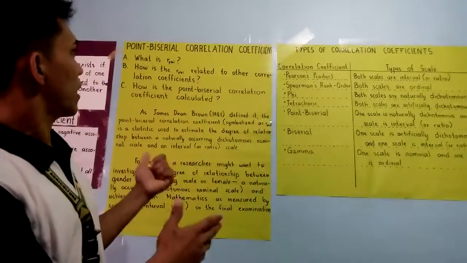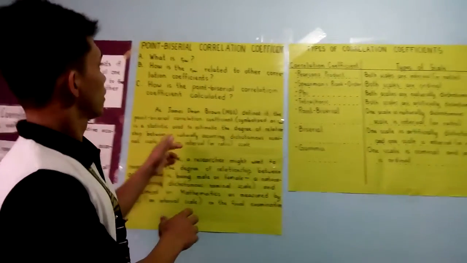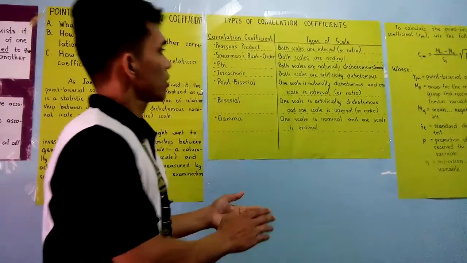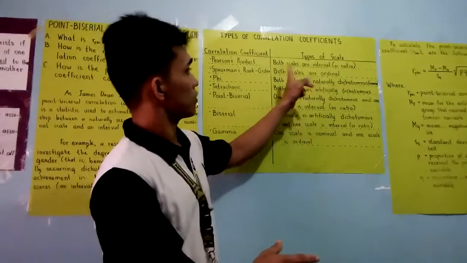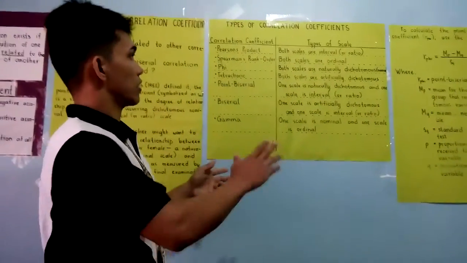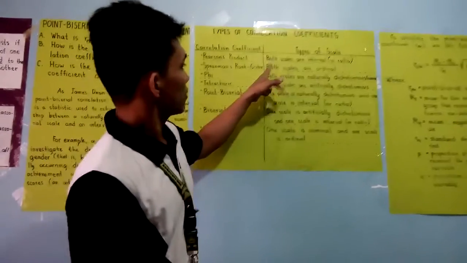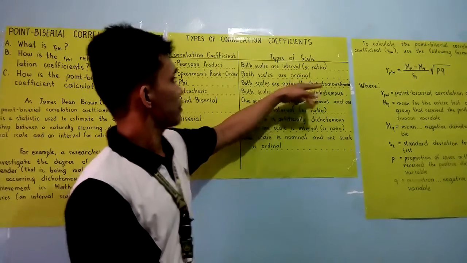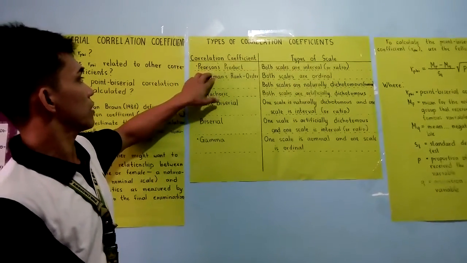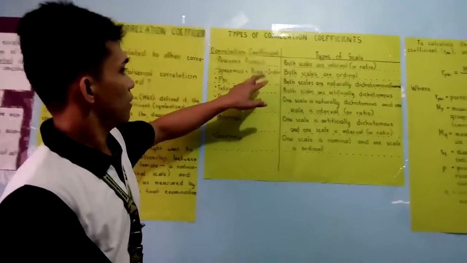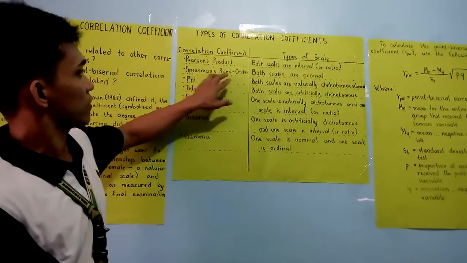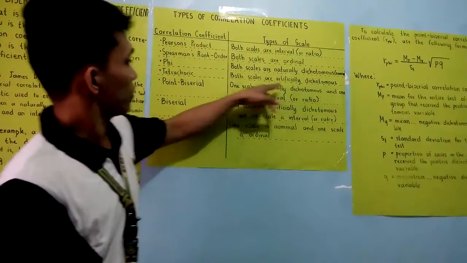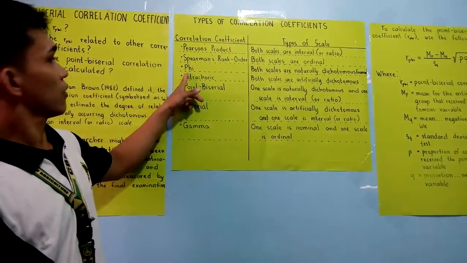How is the point-biserial correlation coefficient related to other correlation coefficients? To simply put it, we will look at the types of scale of the variables involved in a certain study. If the two variables involved are both interval or ratio scales, we can use the Pearson product moment correlation coefficient. But if both scales are ordinal, we can use Spearman's rank order or the Spearman rho. If both scales are naturally dichotomous or nominal, we can use the phi correlation coefficient.